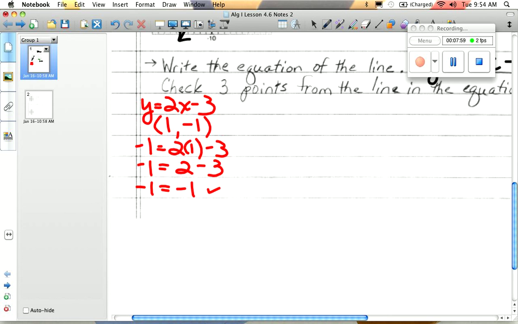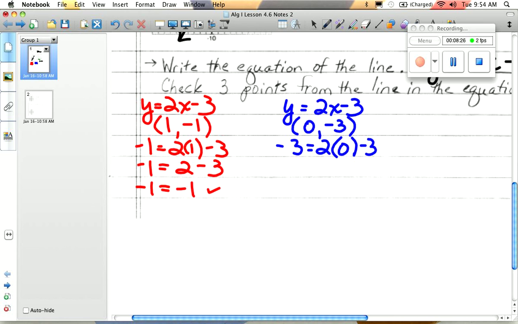Okay. Now we're going to check out what was another one that we said is in that table. 0, -3. Okay, let's check out 0, -3. What's going in for y? -3. What's going in for x? 0. 2 times 0 is? 0. Bring our -3 down, and what is 0 take away 3? -3. Checks out.